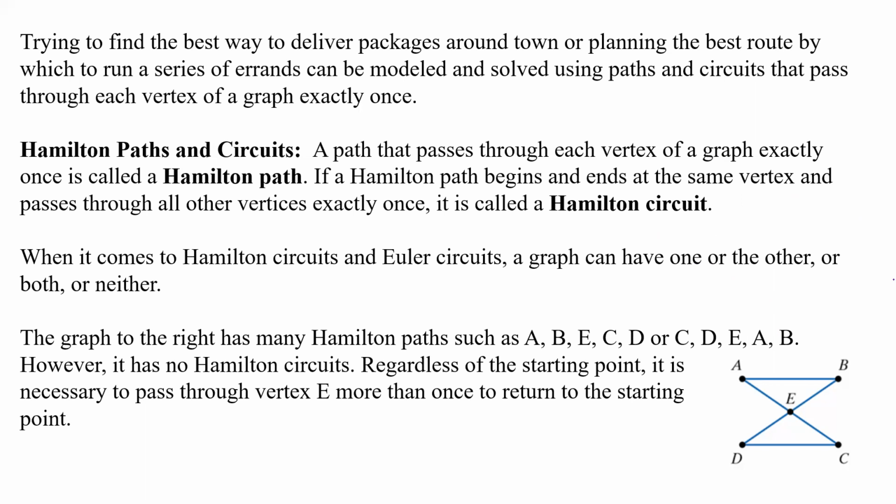Now, regardless of the starting point, it is necessary to pass through vertex E more than once, because we're always going to go through that. To get from this side down to get back to A or D or whatever, you're going to have to cross through that more than one time to get to the starting point. Okay, so that's why there's no circuit for it, because you can only go through the same vertex one time.